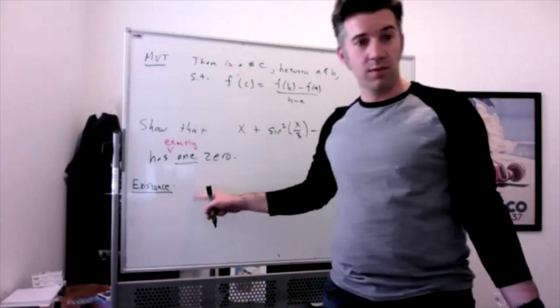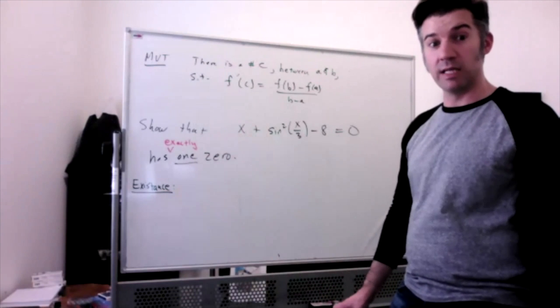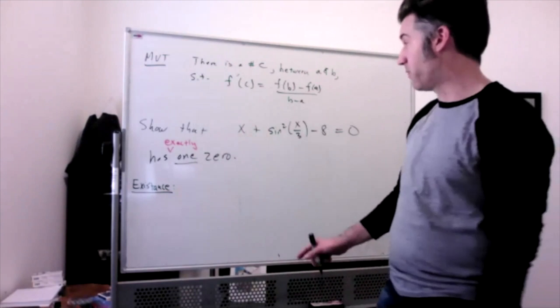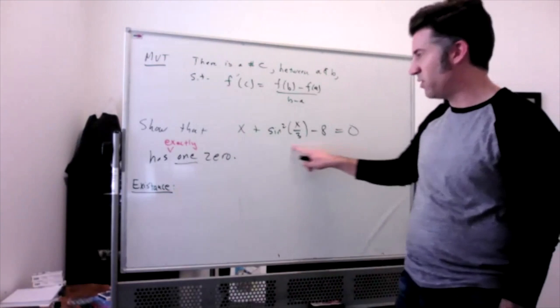So how do we show an equation like this has a solution? The good old intermediate value theorem. So first, let me ask everybody, is this function continuous?